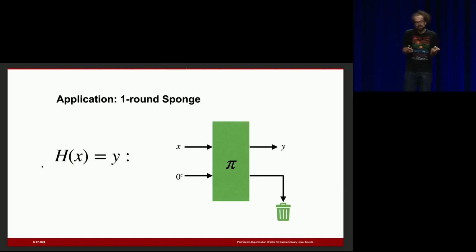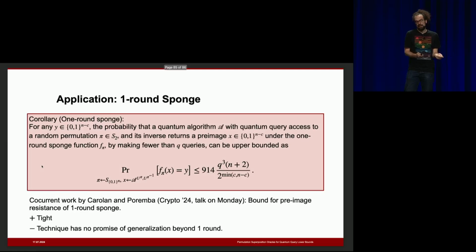As an application, we can apply this to the sponge with the restriction of 1 round. So here's the sponge function for 1 round, and it is supposed to be pre-image resistant. That means if I give you y, you cannot find an input x that maps to y. We can apply our technique to this problem and get a bound as a function of the number of queries.